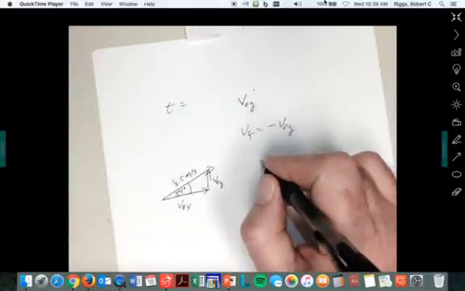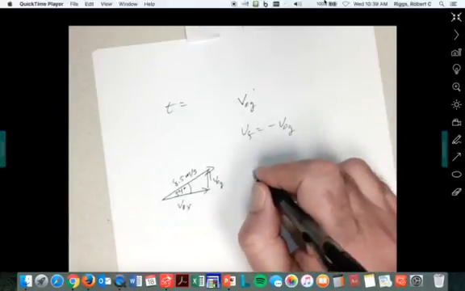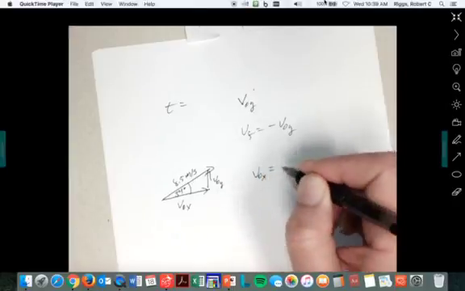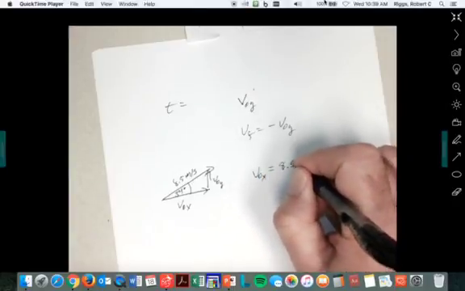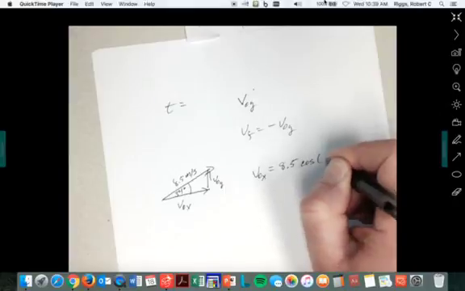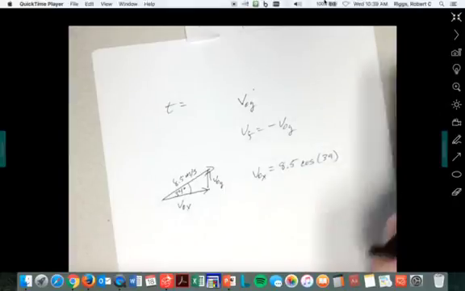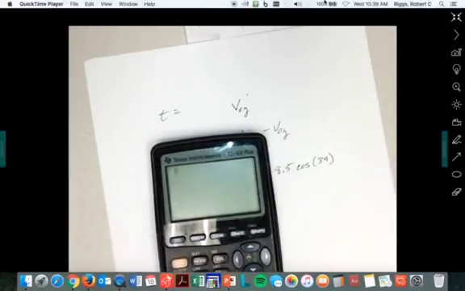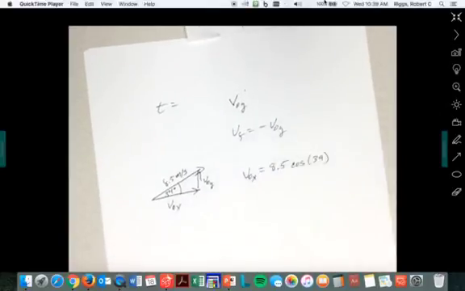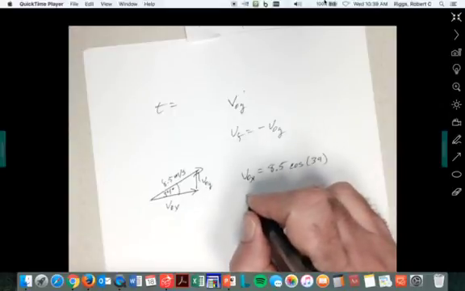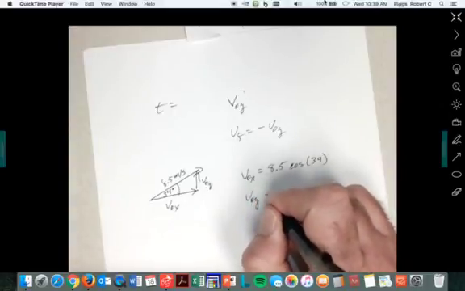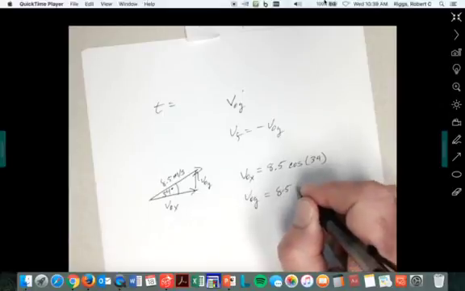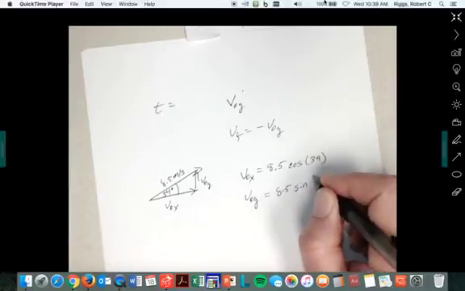We'd say, okay, well, I've got to find V naught x. Well, V naught x is equal to 8.5 times the cosine of 34. We could go into the whole SOHCAHTOA thing, but I'm just going to keep it simple. This is the formula you're going to use to find the x component of the velocity. V naught y is equal to 8.5 times the sine of 34.